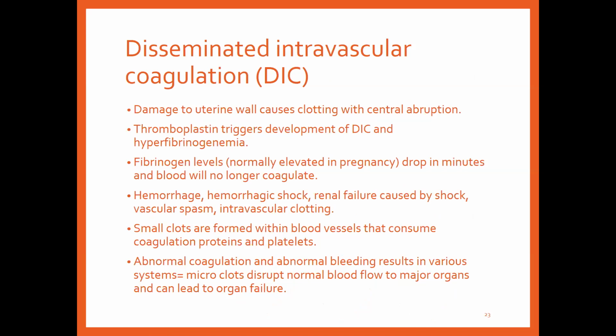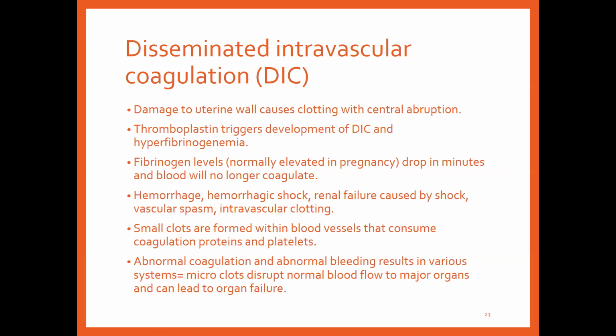All right, so let's talk about DIC. So it's disseminated intravascular coagulation. So damage to the uterine wall causes clotting with central abruption, and then large amounts of thromboplastin are released into the maternal blood. And thromboplastin triggers the development of DIC and hypofibrinogenemia. So the fibrinogen levels, which are normally elevated in pregnancy, all of a sudden drop within minutes, and then blood will no longer be able to coagulate. So you can't clot. So then we have hemorrhage.